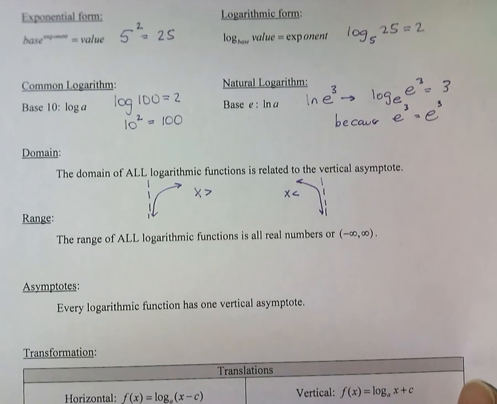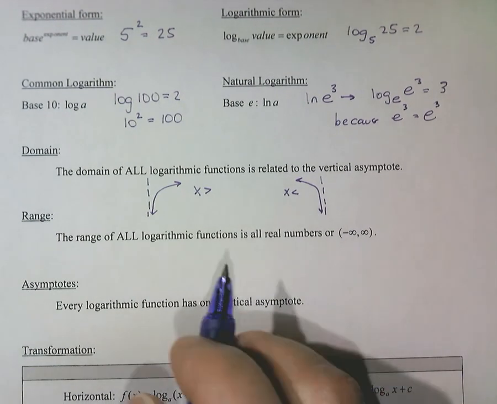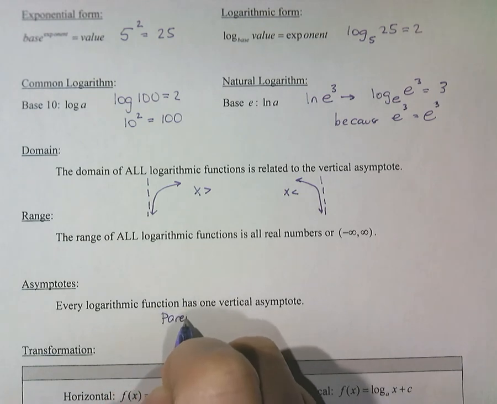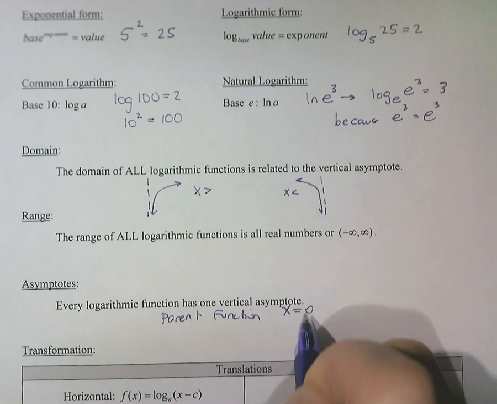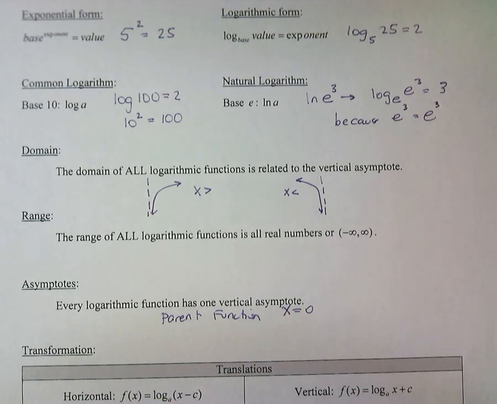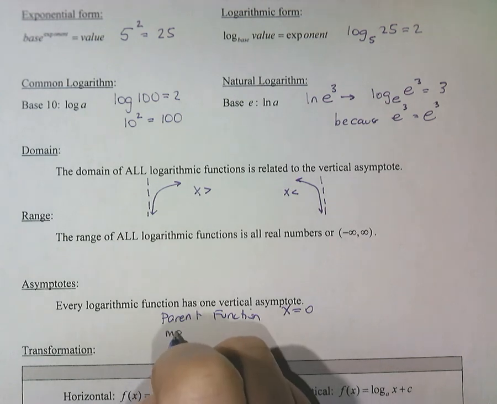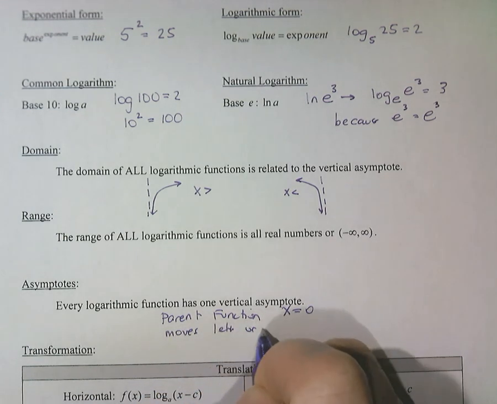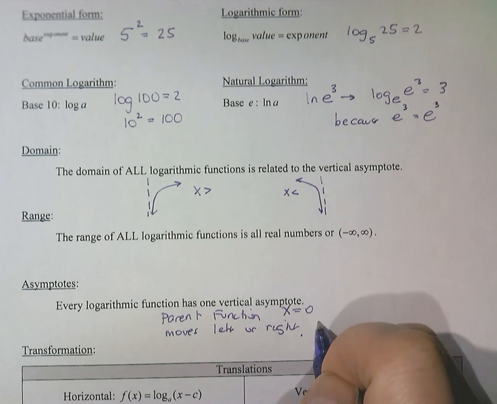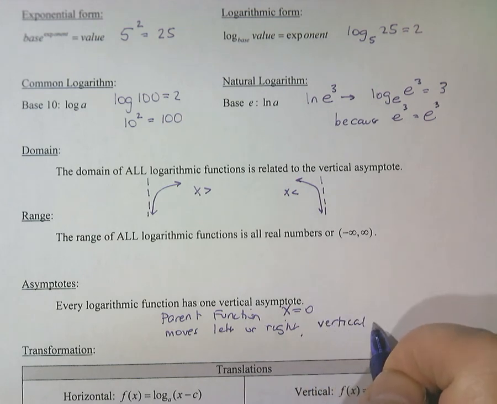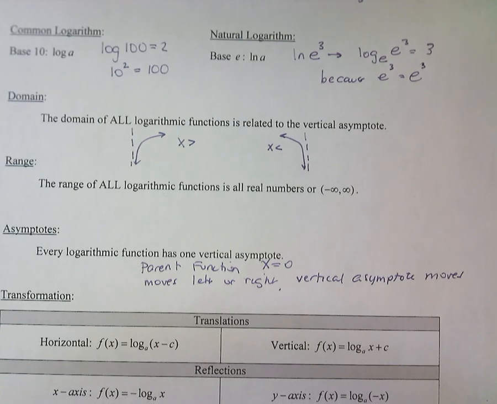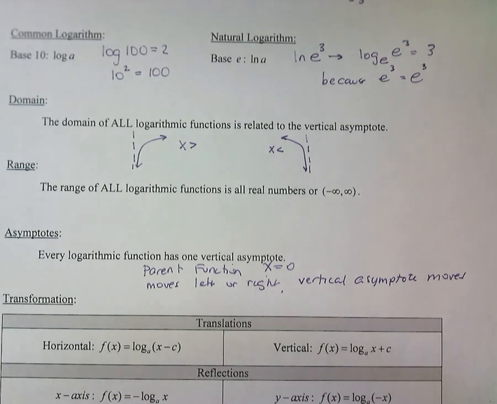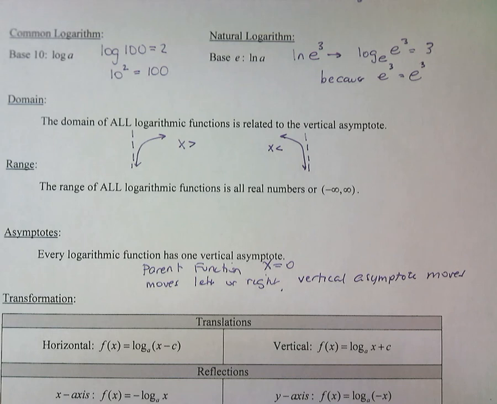Every logarithmic function has one vertical asymptote. So the parent function is always going to be x equals 0. And then if the function moves left to right, the vertical asymptote is going to move left to right. If the function reflects, or if it moves up or down, that will not affect the vertical asymptote.